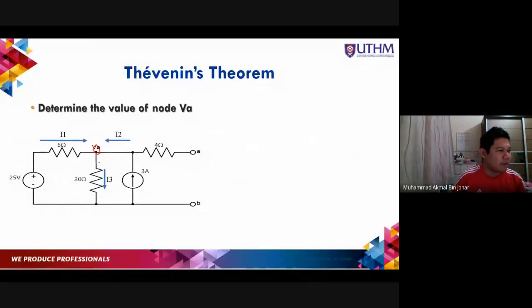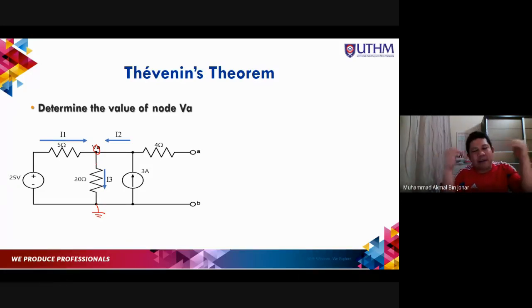Okay. And then, how can I say, what else? VA to the ground. Ada option lain ke? Boleh nak propose I3 masuk ke VA, tapi nanti you tahulah dia akan dapat negatif. Of course, sebab kita tahu Kirchhoff current law. Semua current yang masuk akan sama dengan current yang keluar. Kalau you semua push masuk dalam point tu, jawapan you akan dapat negatif.